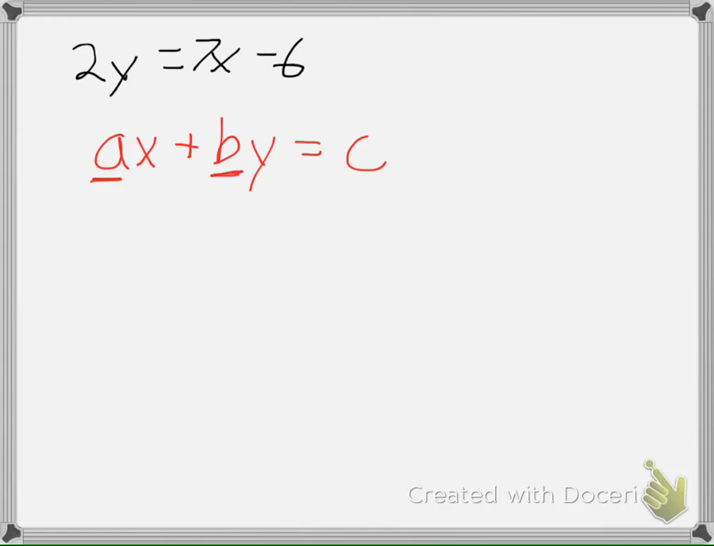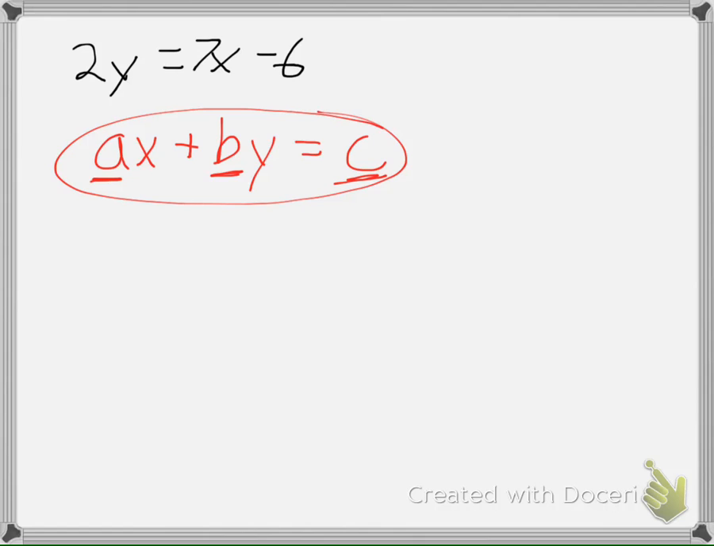B is some number. Now, that one can be positive or negative in the sense that it could really be ax minus something times y. So it'll be a positive number, but it might be subtracted. And then c, again, is just some number. So our goal is to put it into this form right here.